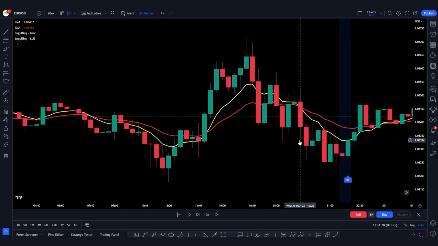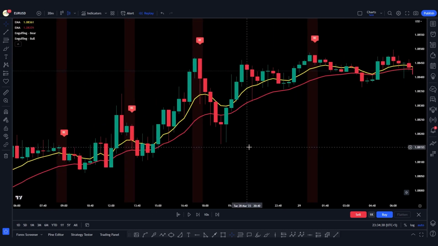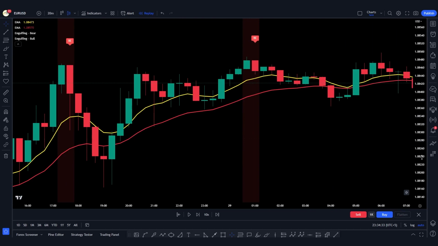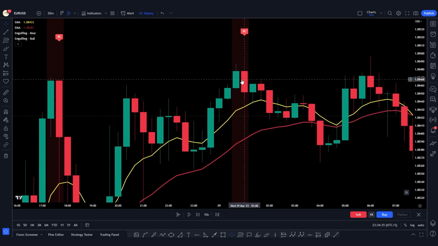Similarly, if we look at the bearish engulfing candlestick patterns, here we can see that there is the formation of this bearish engulfing candlestick pattern, and at this pattern we can see the body of this previous candle is totally being engulfed by this next bearish candle.